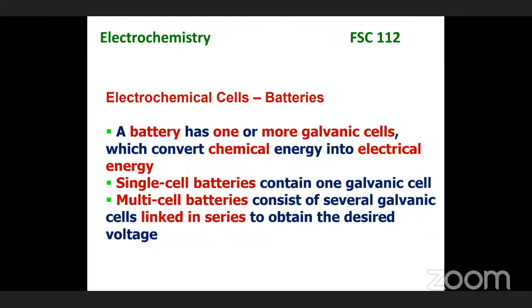So what is a battery? A battery has one or more galvanic cells. When it is one, it is called a single cell battery. Okay, and like we said, it converts chemical energy into electrical energy. A single cell battery will contain one galvanic cell. A multiple cell battery will contain more than one galvanic cell, and they are usually linked in series. If you remember your physics, you most likely know what it means to link something in series as against linking it in parallel.